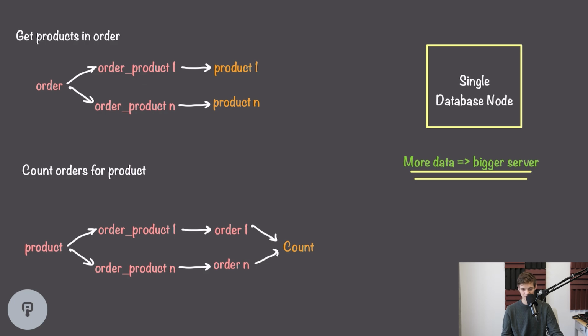And we can also go the other way around if we want. So let's say we want to count the number of orders for a product. We can look at a product, filter down our order product table to a number of order product records, and then find the order for each one of those order product records, and then count them. If all of our data is stored in a single database node and everything is indexed properly so that these joins are efficient, we can do both of these queries perfectly efficiently. And any other query you could imagine doing, you can also perform efficiently within that relational model.